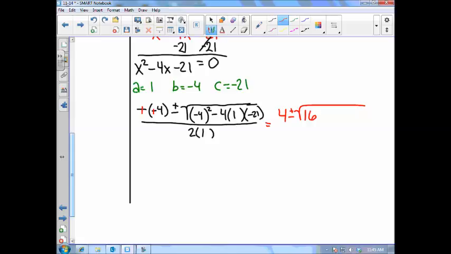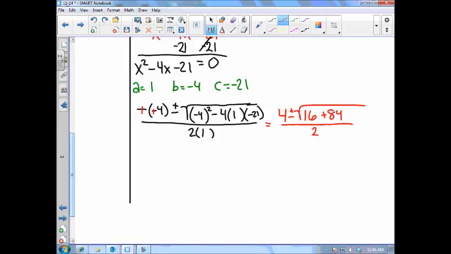Okay, now we need to do the next part. A common mistake is people forget those parentheses. A second common mistake is people think that that 4 is plus 4. It's minus 4, right? So we need to know what negative 4 times 1 times negative 21 is. Is that a positive 84 or a negative 84? Positive 84. All over 2 times 1 is 2.